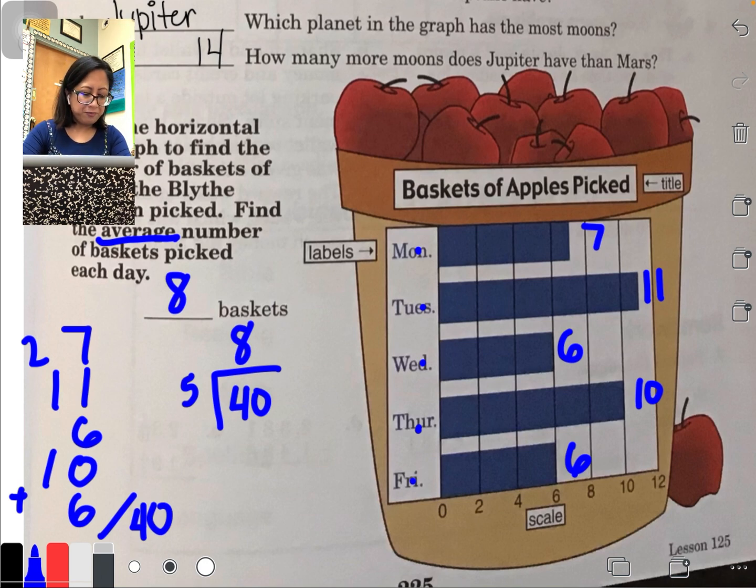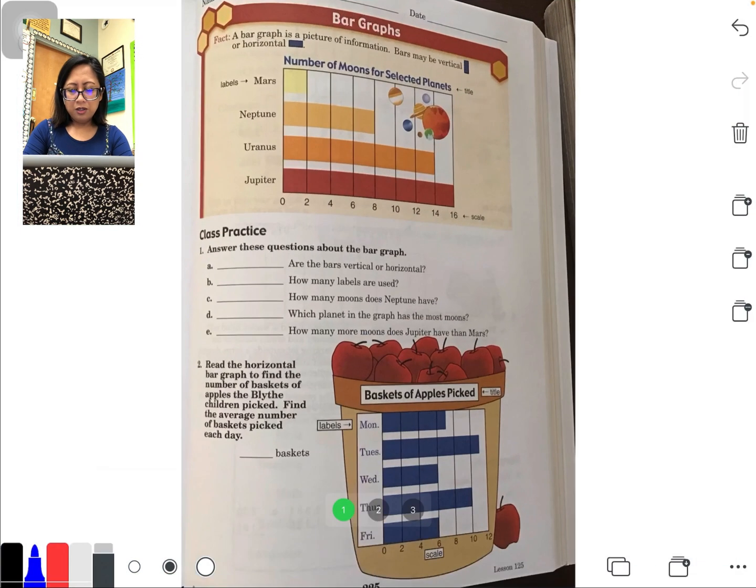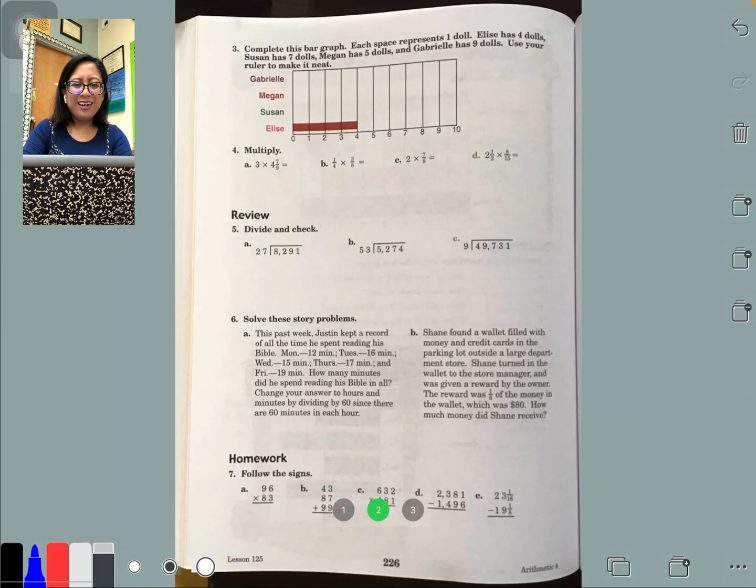Awesome. Okay. So let's go ahead and go to the next page. I'll delete this. Next page. Oh, I can't swipe. Okay, we're going to do number 3 at our Zoom meeting. We're going to make our own bar graphs. But for seat work, you just have to do 4, 5, and 7. You don't have to worry about the story problems.